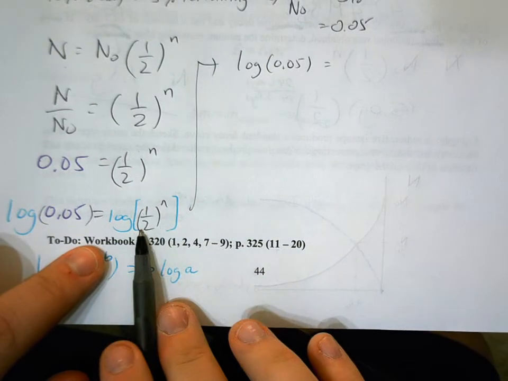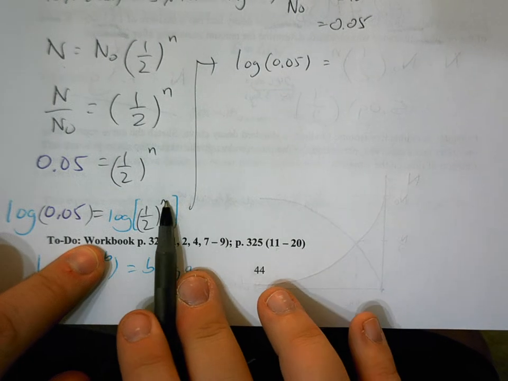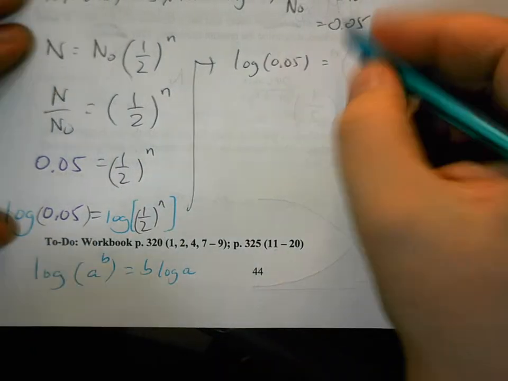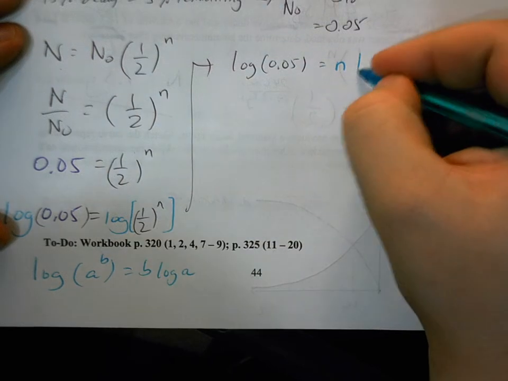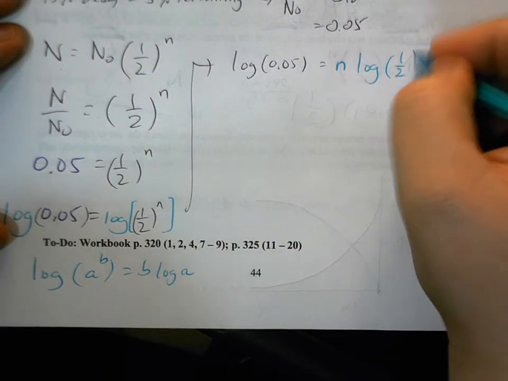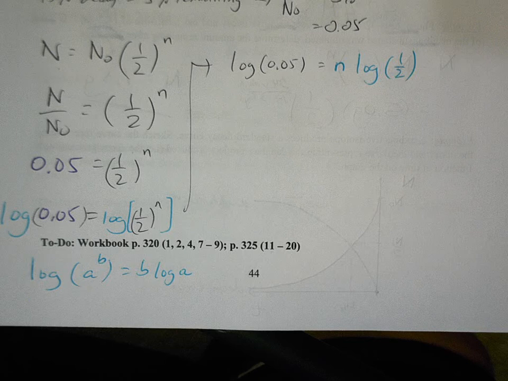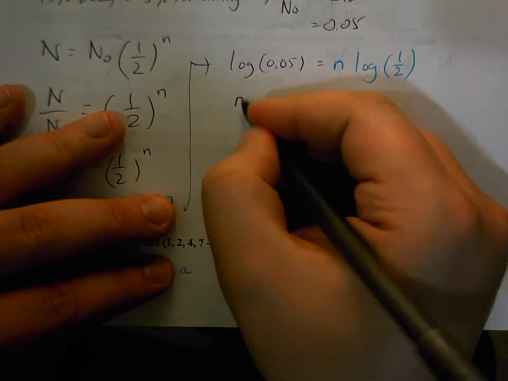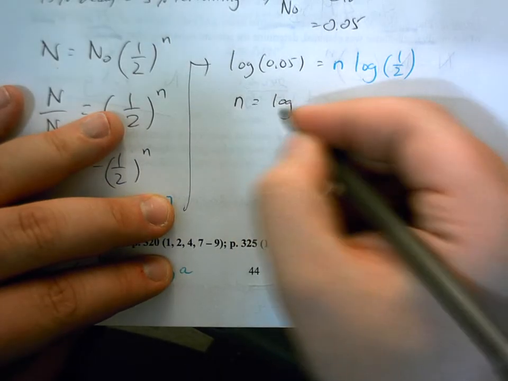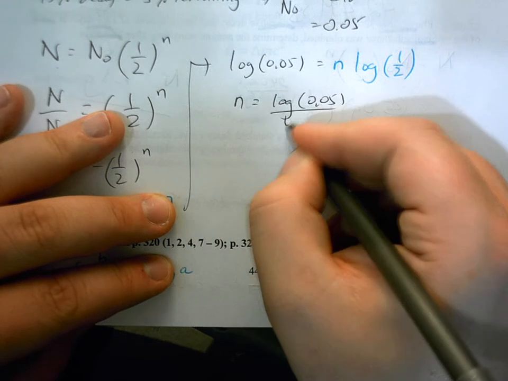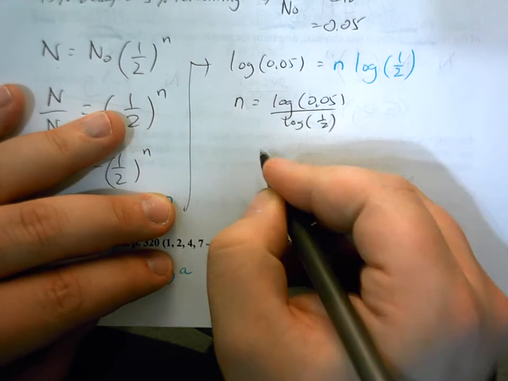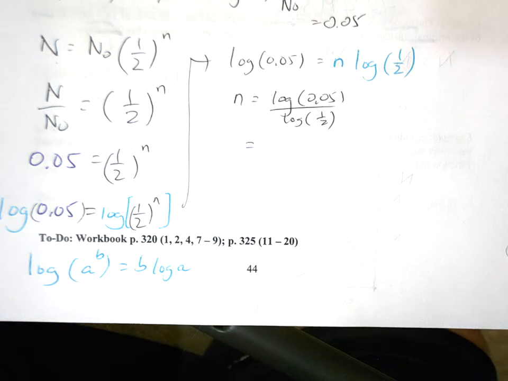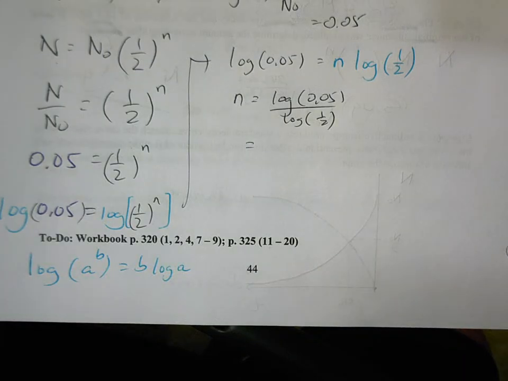Now, for log of (1/2)^n, we can bring that n up top down to the bottom, so that n will come out front, and then we have this log of 1/2. This allows me to solve for the number of half-lives. So the number of half-lives is going to be log of 0.05 divided by log of 1/2. This tells me how many half-lives have occurred while this has all gone on.